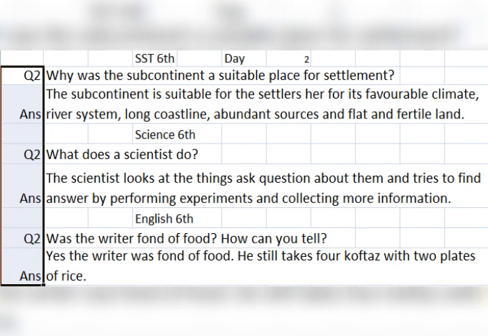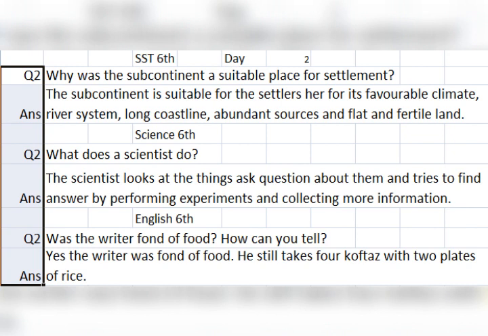SST Class 6, why was the subcontinent a suitable place for settlement? The answer is the subcontinent is suitable for the settlers, for its favorable climate, river system, long coastline, abundant sources and flat and fertile land.